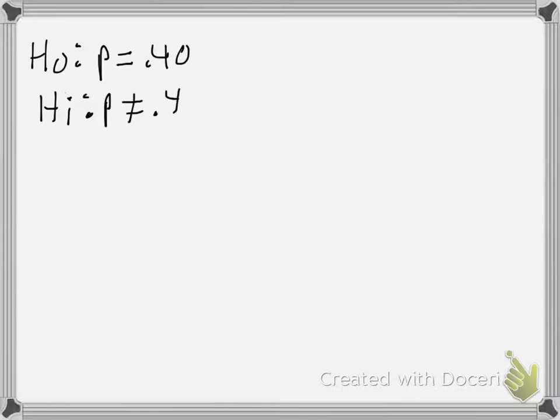Okay, so what is HO? HO would say that P is equal to 0.40. Remember, that's 40% as a decimal. So HI, now again, we're not looking for bigger or less. We are just looking to see if we can say that that's not true. So we are looking for not equal to 0.40. Okay? So what was the claim here? Well, the claim was 40%. So we're going to put our little handy-dandy star on HO.